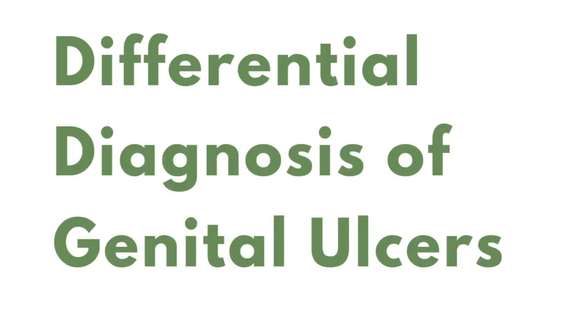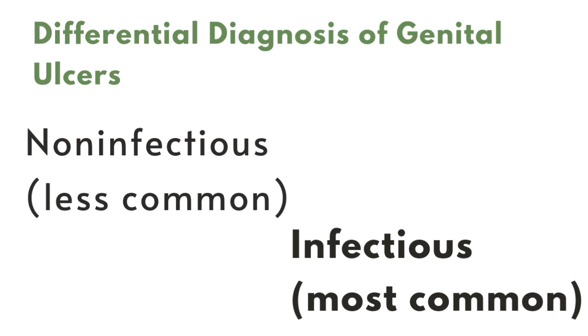So today we will discuss the topic of genital ulcers and their differential diagnosis. So let's start. Genital ulcer can stem from various conditions, presenting challenges in diagnosis and treatment. Let's break down the differential diagnosis into two main categories. These are non-infectious and infectious causes.